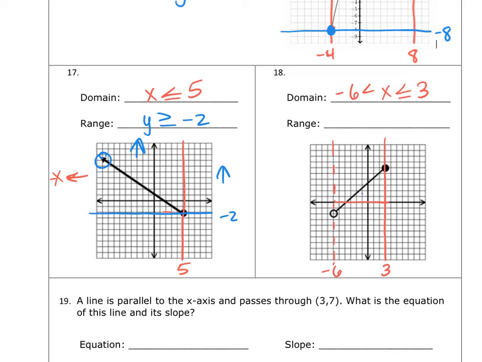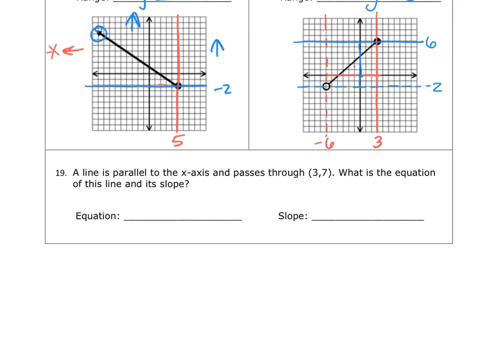When I look at range, same sort of thing. I go to my lowest point, which again is that same open dot, so it is not equal. So my lowest point is negative 2, but it's not equal. Then I go as high as I can, and there it is at positive 6. So then my range becomes negative 2 less than my y values, less than or equal to my positive 6.